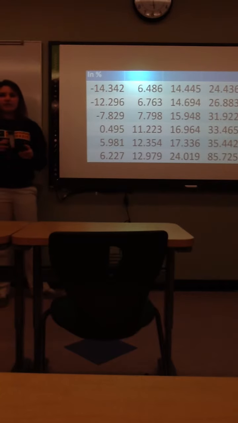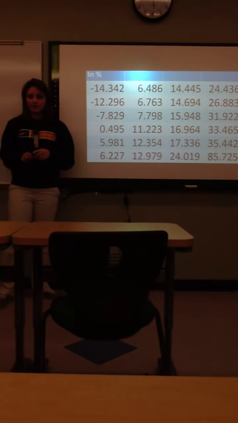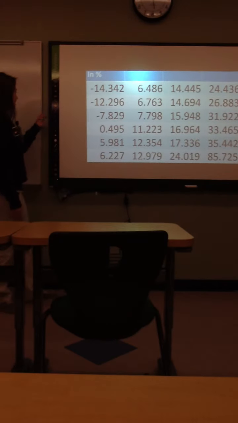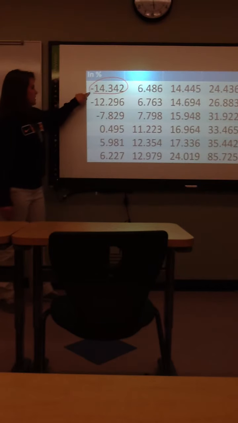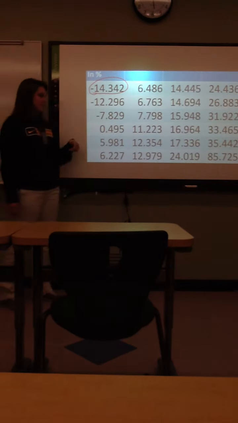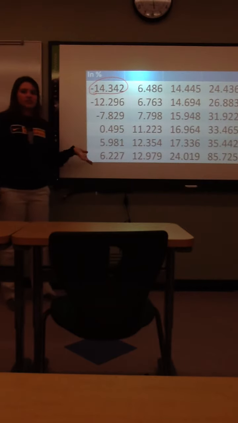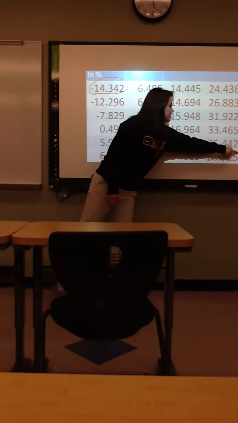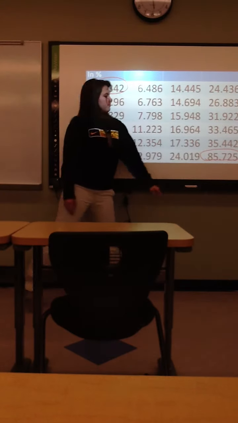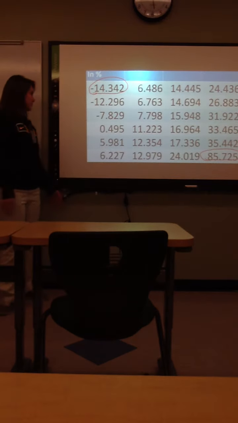If you remember, the first value we wanted to find was the minimum value. Looking at this data, the minimum value was negative 14.342. And our maximum value, the next number we need to find, is 85.725. So those are the smallest and largest values.